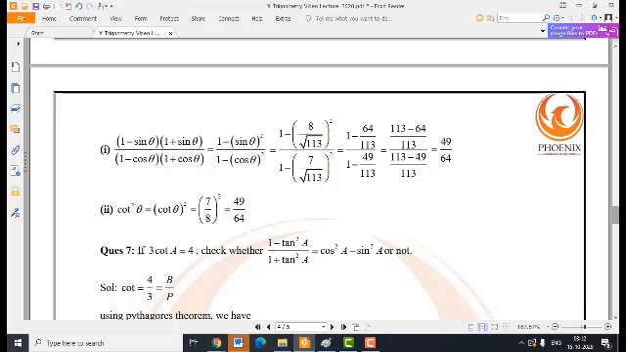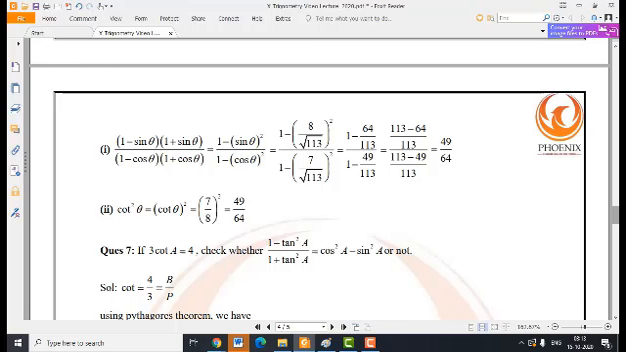Substitute the value of sin theta. We calculated that sin theta is 8 by root 113. So 1 minus (8 by root 113) whole square upon 1 minus (7 by root 113) whole square. Take the square of these expressions. We are going to get 1 minus 64 upon 113 whole upon 1 minus 49 upon 113.